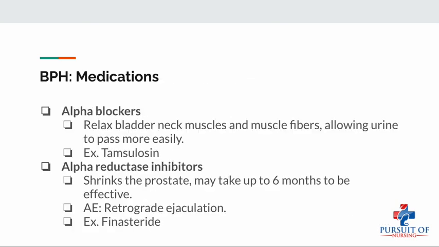All right, so BPH, medications that are used in the treatment of BPH, you have alpha blockers such as tamsulosin or Flomax, and then you have 5-alpha reductase inhibitors such as finasteride. Those alpha blockers relax the bladder neck muscles and muscle fibers, allowing the urine to pass more easily. And then the 5-alpha reductase inhibitors like finasteride help to shrink the prostate, but it may take up to 6 months for them to be effective.